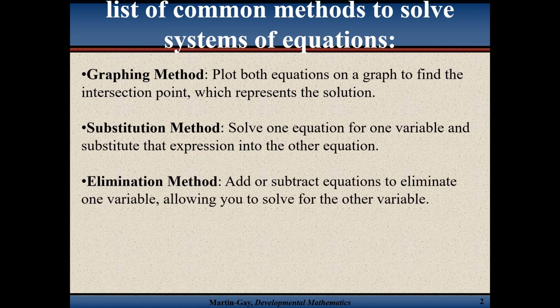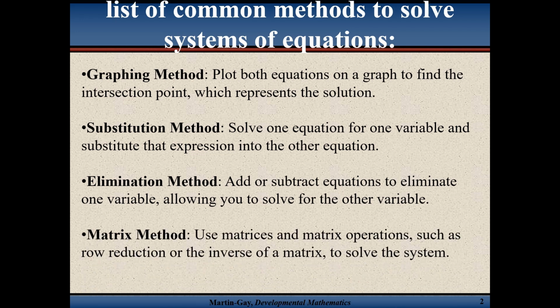You have the elimination method. Add or subtract equations to eliminate one variable and allow you to solve for the other variable. And you have the matrix method. Use matrices or matrix operations such as row reduction or the inverse of a matrix to solve the system. You have other ways, but we're only focusing on these four.